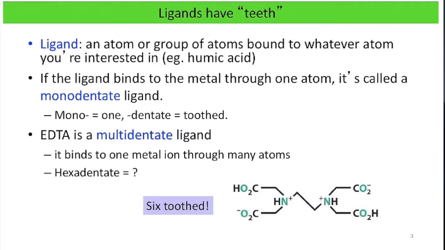If the ligand binds to a metal through one atom, it's called monodentate. Mono meaning one, dentate meaning tooth. Now EDTA is a multidentate ligand because it can bind to the metal through more than one atom. And since EDTA commonly bonds to metals with 6 bonds, that would make it hexadentate. So 6-toothed, or this question mark here would be a 6.